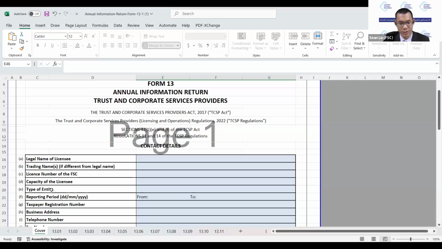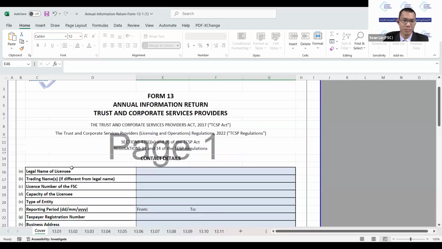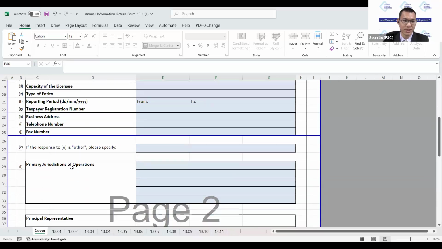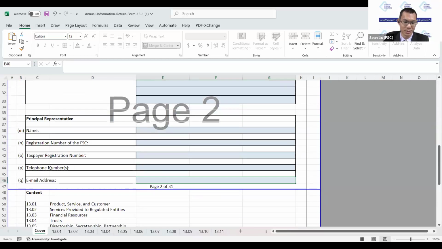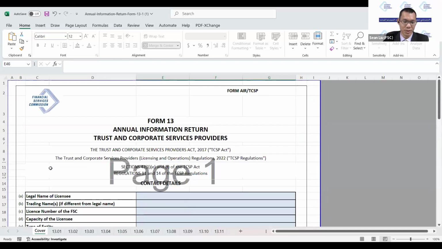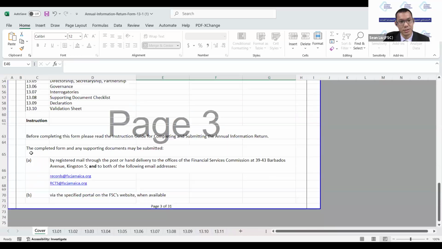You'll know which sheet that is later down. So the cover page, just capturing basic contact details of the licensee, primary jurisdictions of operations, and your principal representatives. Of course, this form is to be completed by hand, it should be written in block capitals. Otherwise, it should be typed. There are also instructions listed out on the cover page in rows 63 to 70.